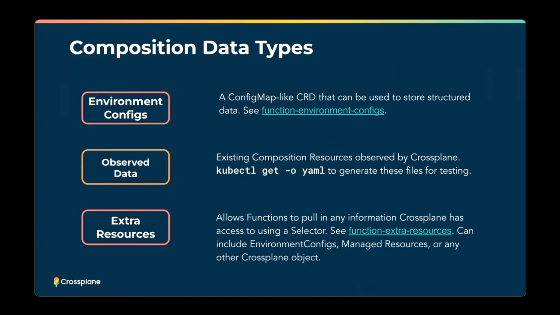So you could imagine you have one composition that maybe queries and has your standard set of VPCs across the organization. And then your extra resources on all your sub functions could come and query for that, pull it in, and use the VPC ID and the region.